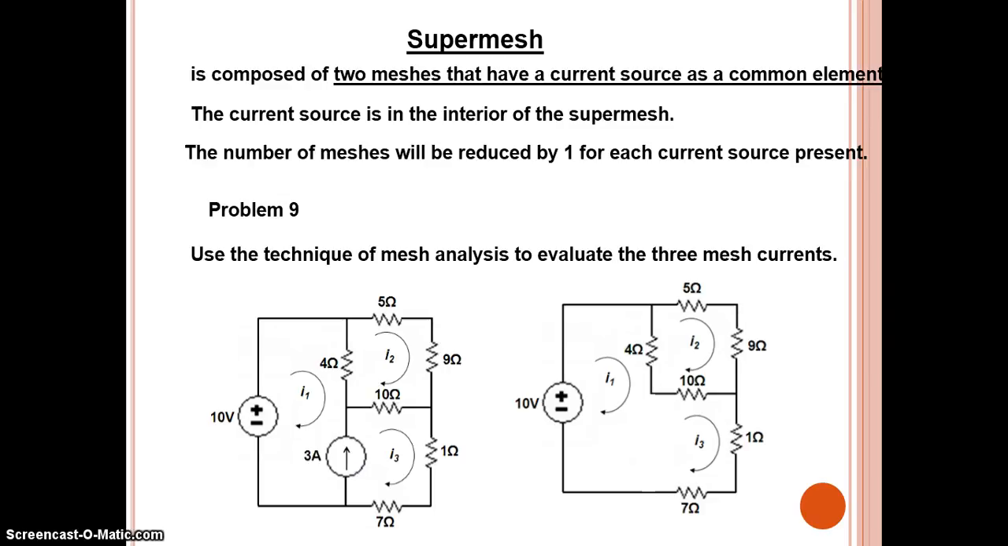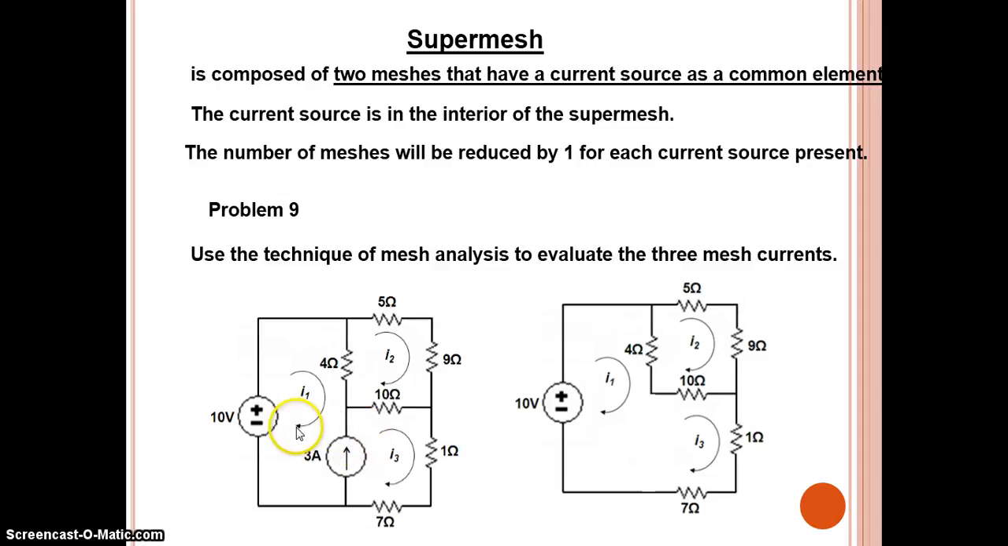The advantage here is that the number of meshes will reduce for each current source present. So if there is a current source between two meshes, the total number of meshes will be reduced by 1. Look at this problem. Here you have to use the mesh analysis technique to evaluate the three mesh currents I1, I2, I3. So this is the question. And we can see that other than the voltage source and resistors, you have a current source between two meshes.